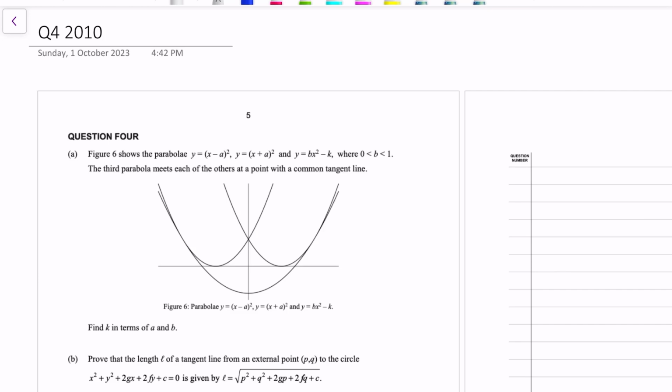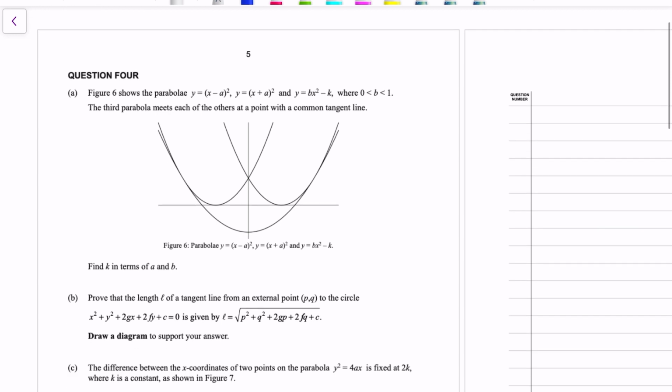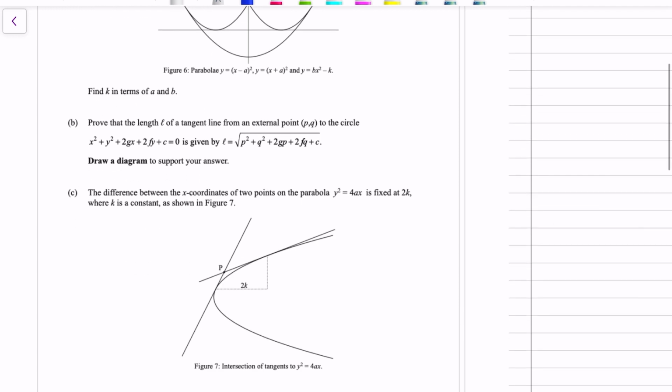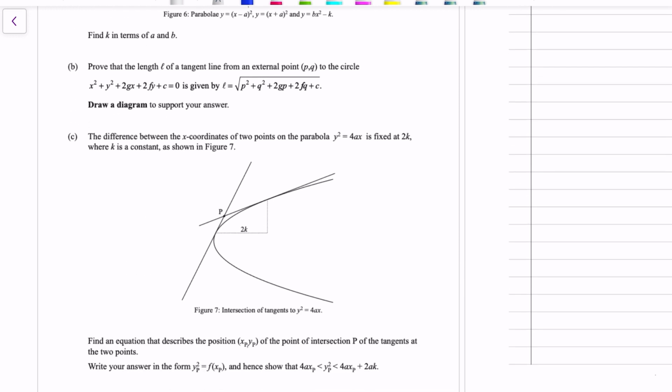This question is pretty much all conics. As I've said in previous videos, conics used to be an external assessment, so there used to be quite a bit of conics in scholarship. Part A here is looking at parabolas that meet at single points or with a common tangent line. Part B is looking at finding the length of a tangent line to a circle. And part C is quite tricky. It involves a parabola and two tangents, of which we need to find a locus for the point of intersection.